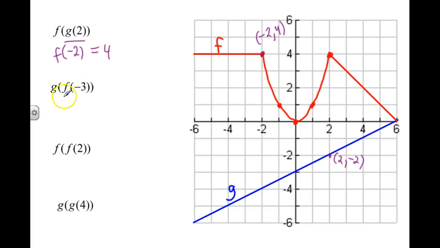Let's try another one, see if we have time here. f of negative 3 would be 1, 2, 3, 4. So that's 4. g of 4, into the g function. g of 4 is negative 1. And so you can continue to do that. You do f of 2, plug that in, and take that answer and plug it into f. And you'll be fine.